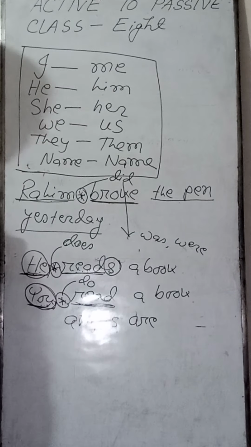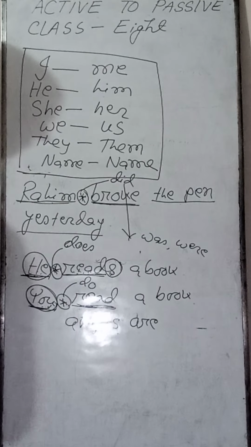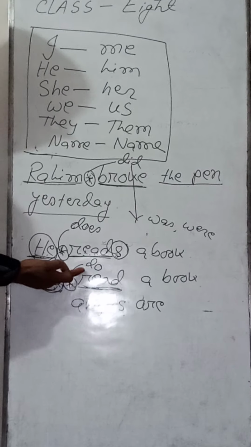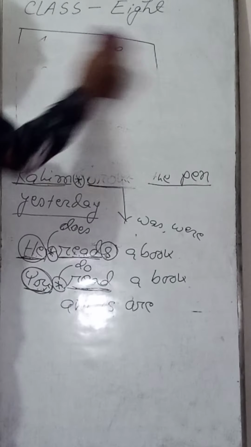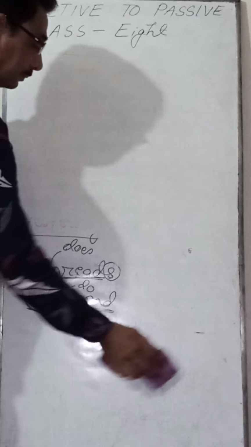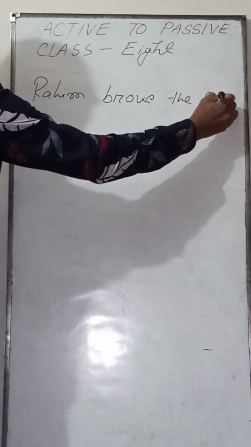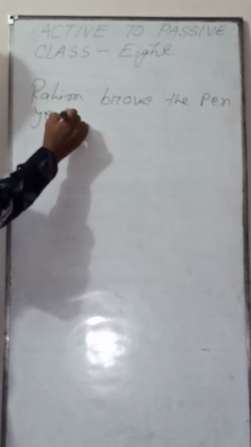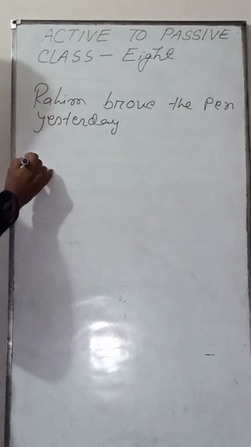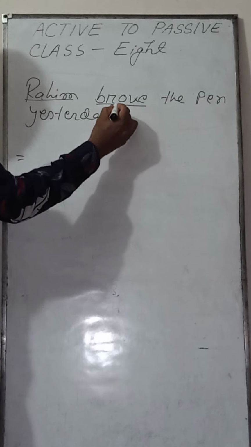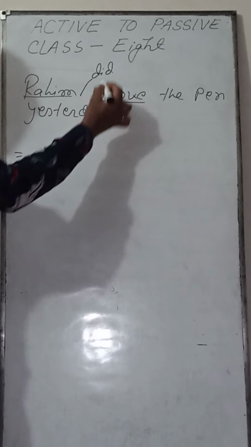Now I am showing a sentence without any auxiliary verb like did, does, or do. Rahim broke the pen yesterday. Now, Rahim is the subject. Here, "broke" is the past tense. Here the auxiliary verb is did.